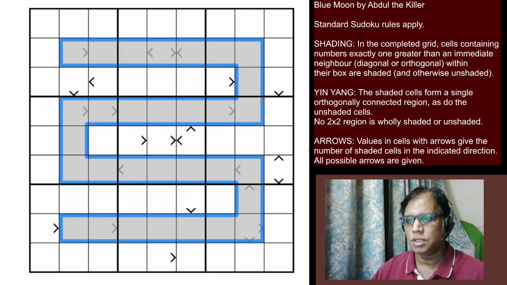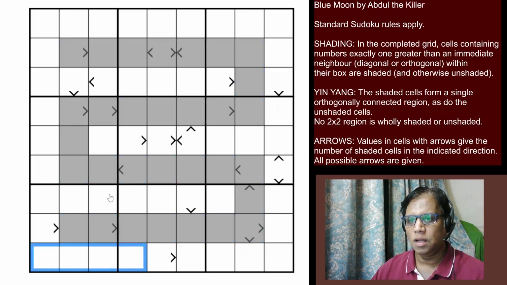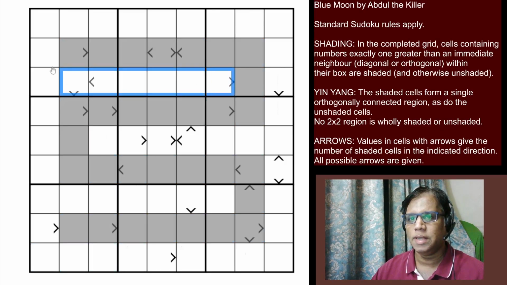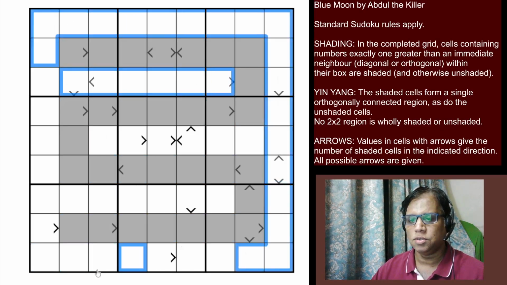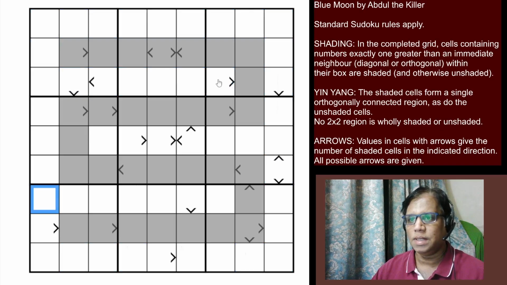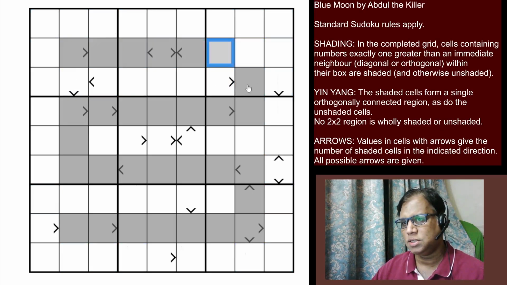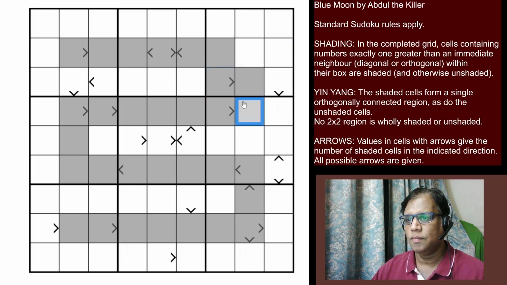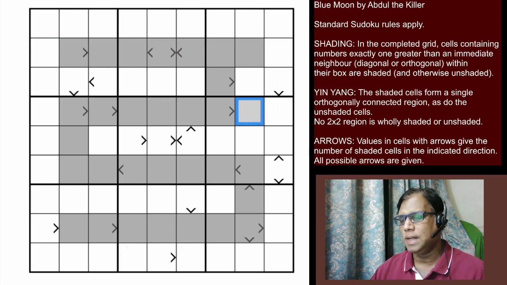Let's say all these are shaded cells and all these are unshaded cells. All the shaded cells should be connected, as well as all the unshaded cells. So this could be something like that, but you cannot have something like this connected inside. It should be orthogonally connected. This connection is not allowed. Now look, this is 2x2 and 2x2, and any 2x2 shaded or unshaded is not allowed. So to allow this, you will have to do something like this, and this is still a valid connection. So that is Yin Yang.